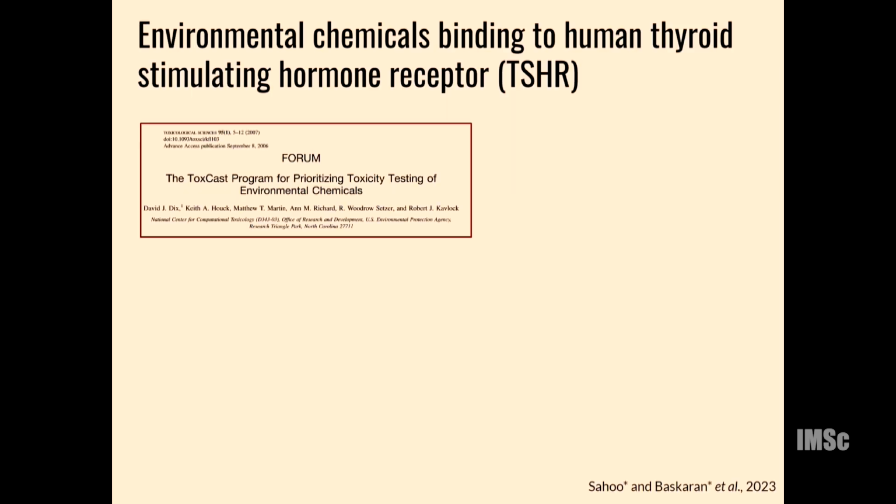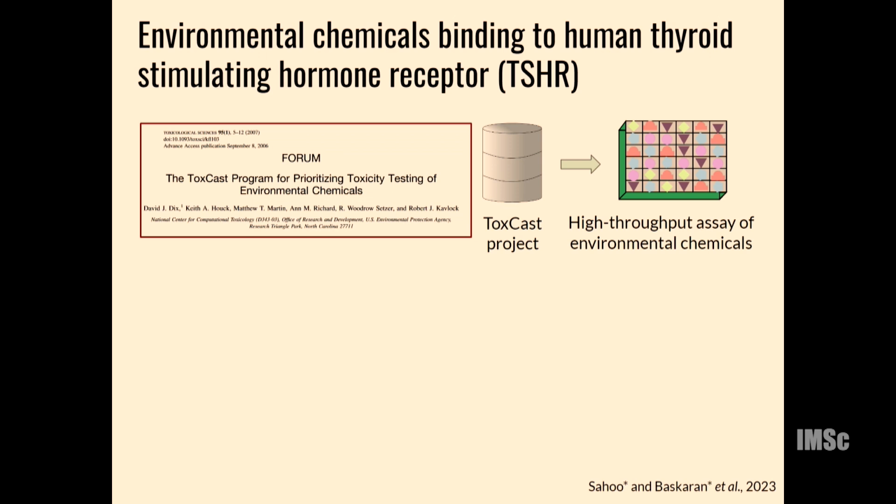So the first question that we are asking here is, are there any larger data sets which are benchmark data sets for people building QSAR models, which they are likely to use? The answer is yes, and the library is the ToxCast library. ToxCast is a US EPA project where they have used high throughput assays to screen nearly 10,000 environmental chemicals.